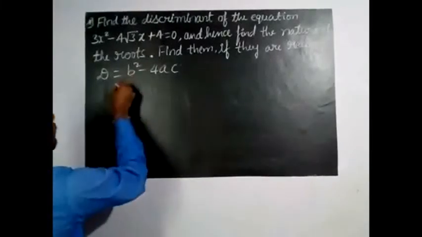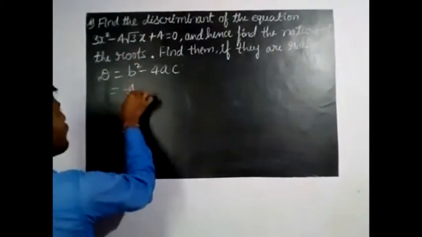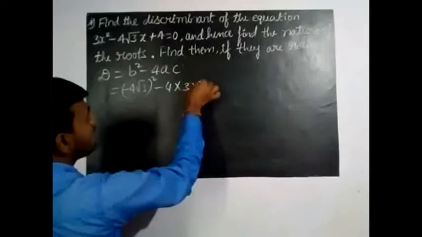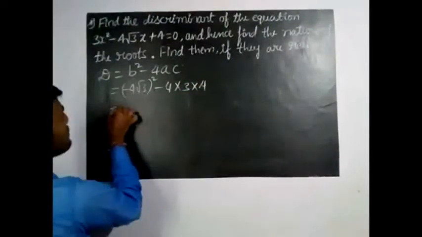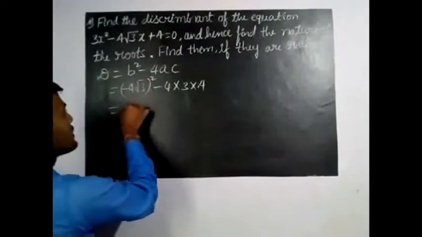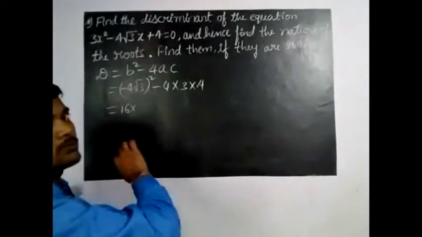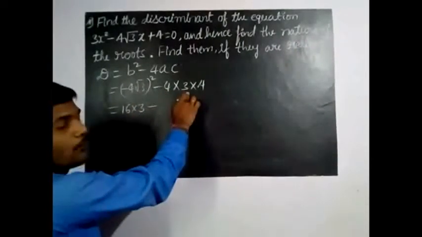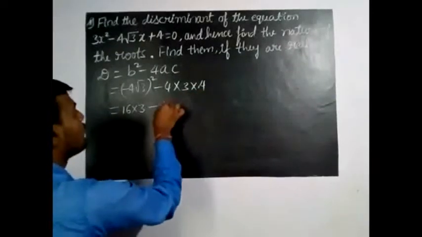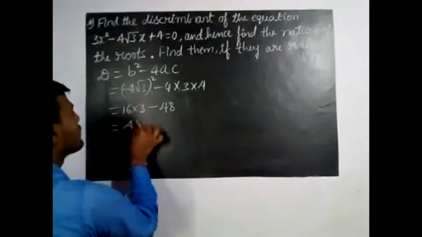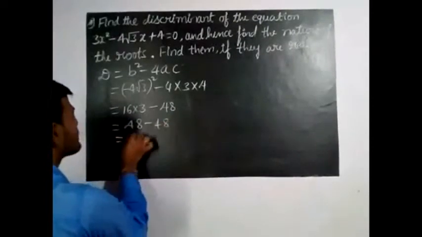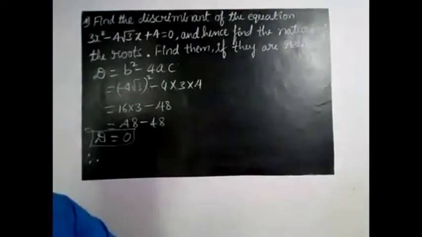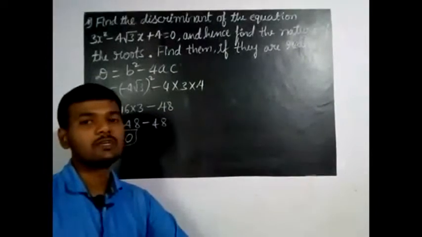Next, b² is (−4√3)², minus 4 into a, which is 3, and c, which is 4. Now simplify it: (−4)² is 16, into (√3)² which is 3 only, minus 4 threes are 12, 12 fours are 48, then 16 threes are 48. 48 − 48 is equal to 0. So the discriminant obtained is 0. What will be the nature of the roots? The nature of the roots is two equal real roots.